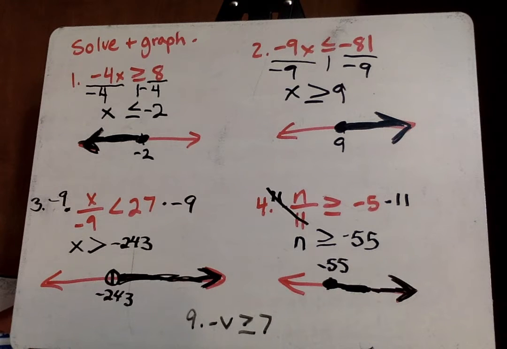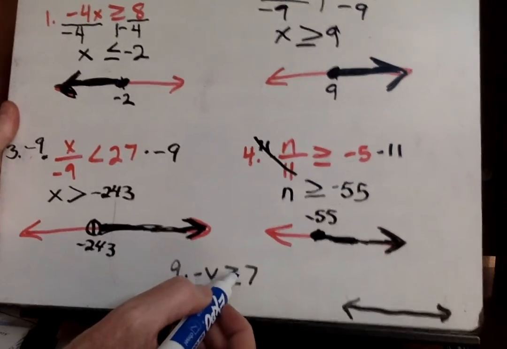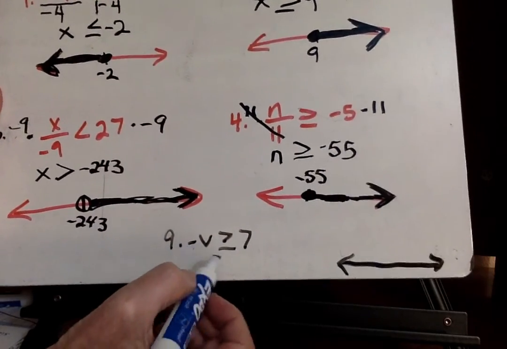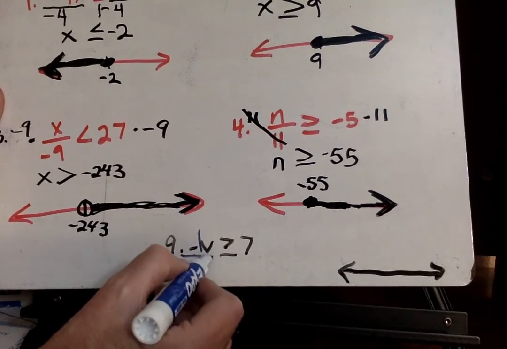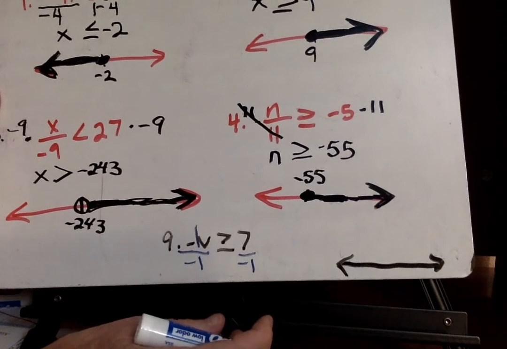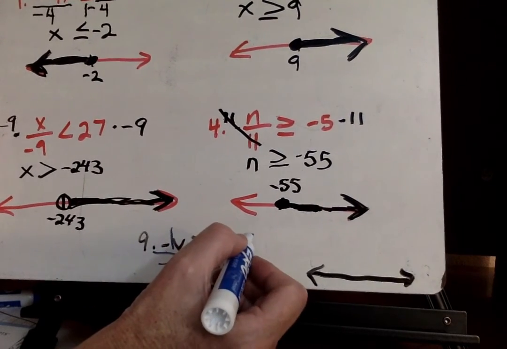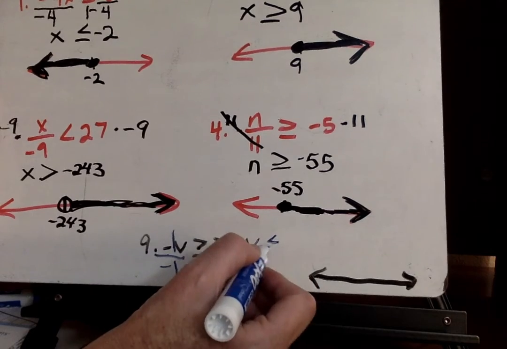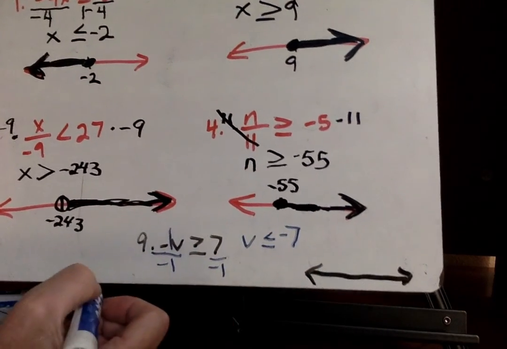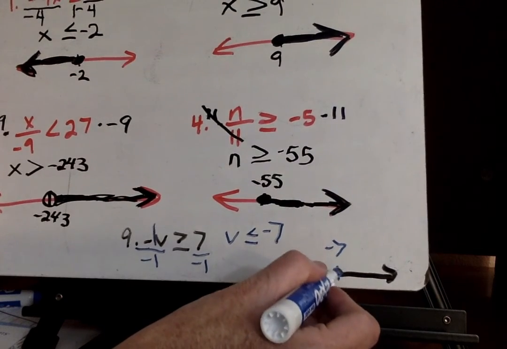Okay. Now we're going to jump over to the next page, and I'm going to do one of them that I thought was a little bit of a trickster one. Right here, number 9, negative v is greater than or equal to 7. Now, if there's nothing in front of the variable, this is going to be a 1. So we're going to divide, because it's negative 1 times v, divide by a negative 1. Do we switch the sign? Let's take a vote on it. Pause the video. Okay, if you voted to switch the sign, you are correct. V is going to be less than or equal to negative 7. Okay, so for our number line, negative 7, closed or open dot, closed dot, shaded to the left.